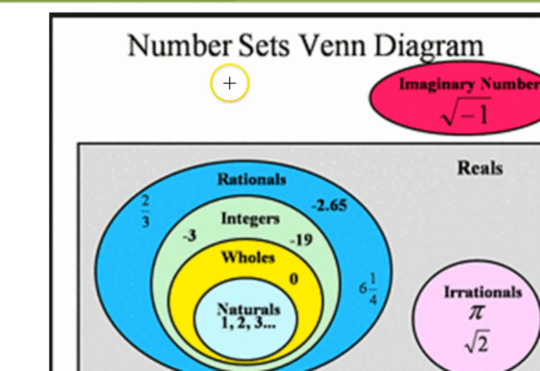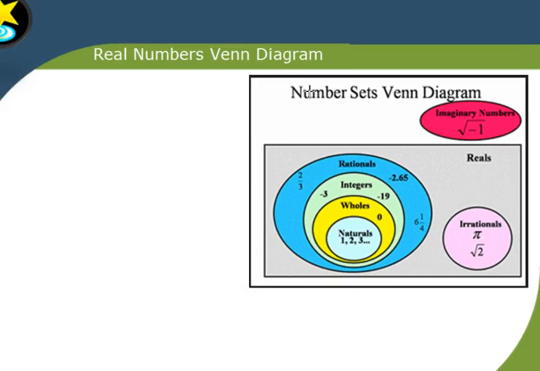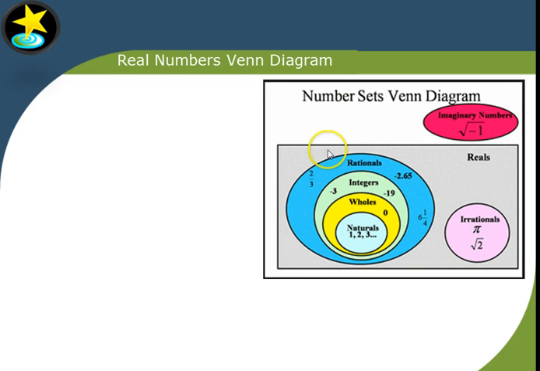If you look at this particular Venn diagram, the entire number system has been divided into imaginary numbers and real numbers. And what is our focus of discussion is this real number area. Now the real numbers can be divided into irrational numbers and rational numbers. And then rational numbers can further be divided into integers, and integers can further be divided into whole numbers, and whole numbers can further be divided into natural numbers.